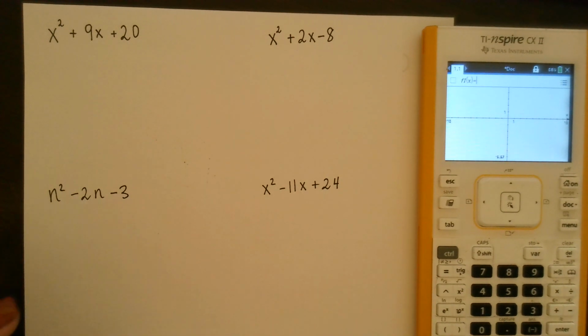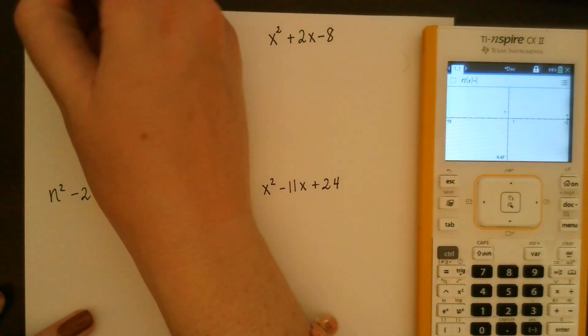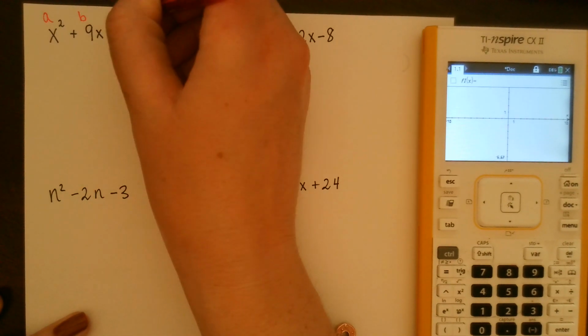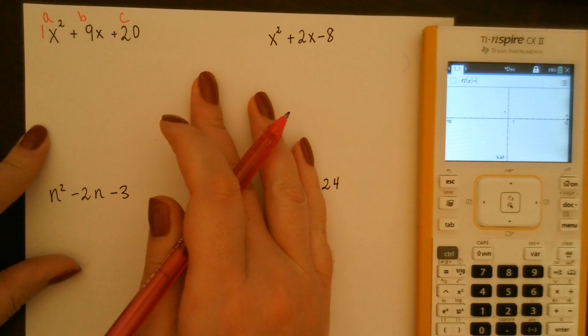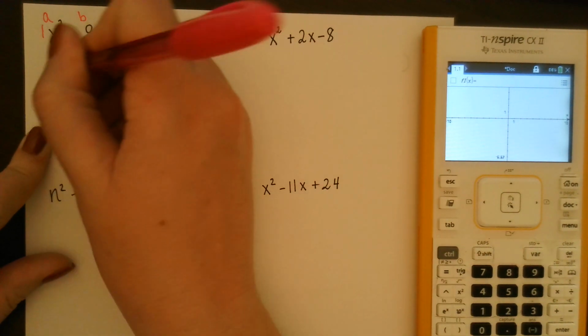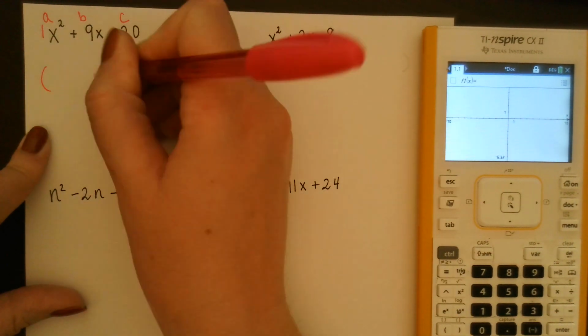Here's 4 examples on how to factor trinomials. We always begin with checking our a, b, and c values. If a is 1, then we follow these steps. Our first step is to set up our parentheses.